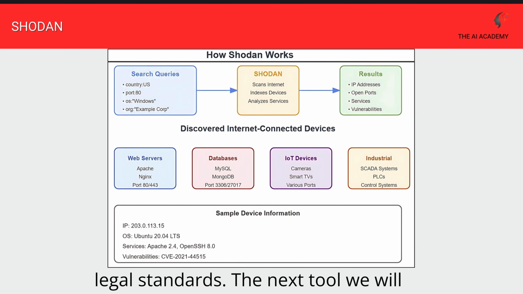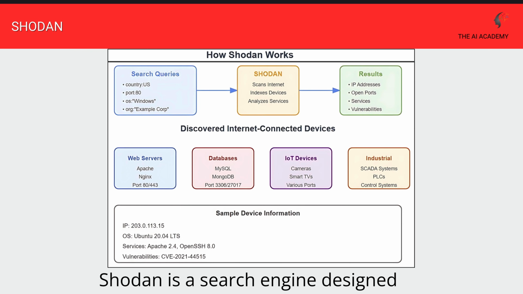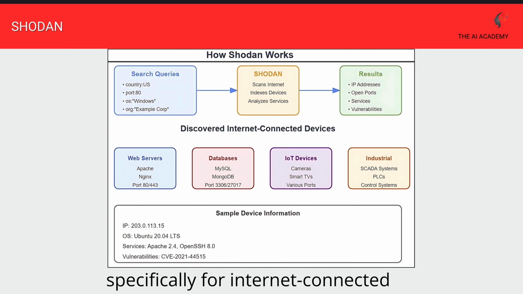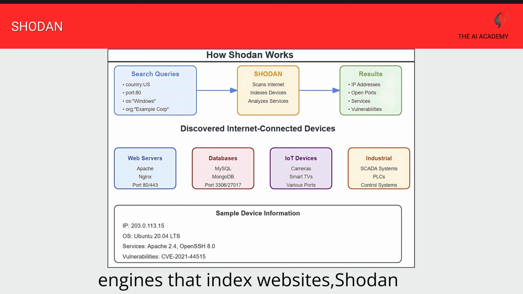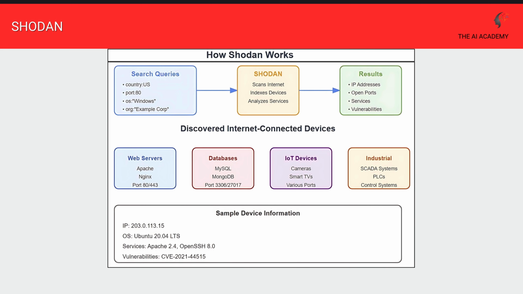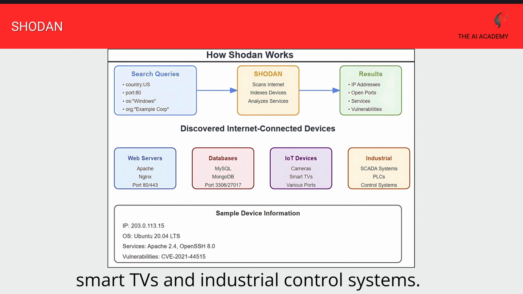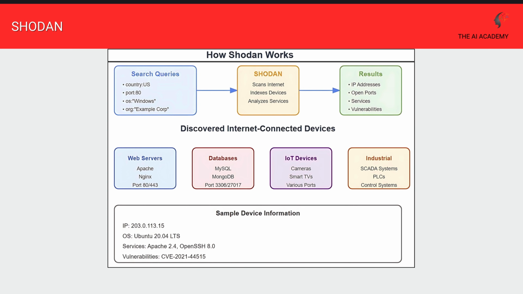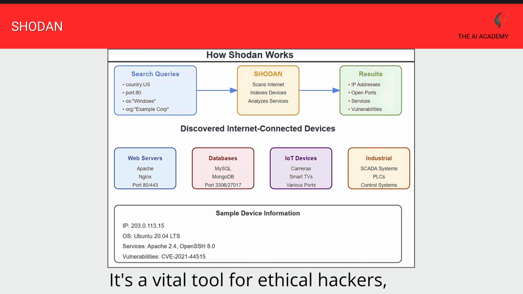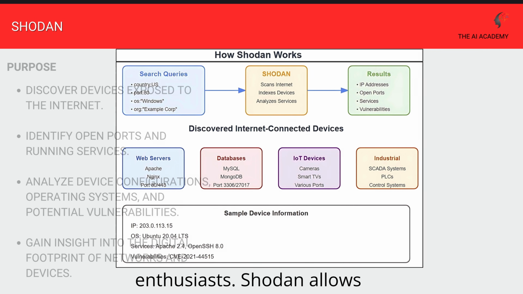The next tool we will discuss is Shodan. Shodan is a search engine designed specifically for internet-connected devices. Unlike traditional search engines that index websites, Shodan focuses on discovering servers, routers, webcams, and even IoT devices such as smart TVs and industrial control systems. It's a vital tool for ethical hackers, network administrators, and cybersecurity enthusiasts.